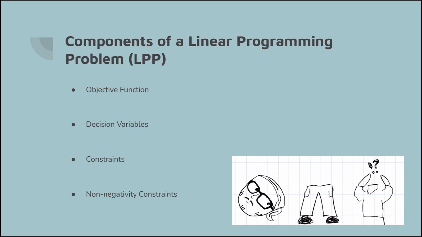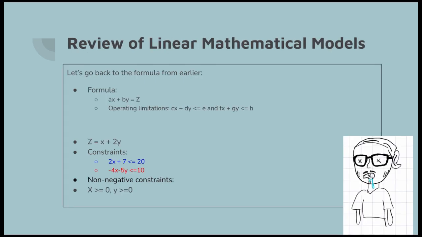Solving a linear programming problem involves finding values for the decision variables that satisfy all constraints while optimizing the objective function. Let's go back to our formula from earlier. We know now that z equals ax plus by is considered our objective function. Our operating limitations are considered our constraints.